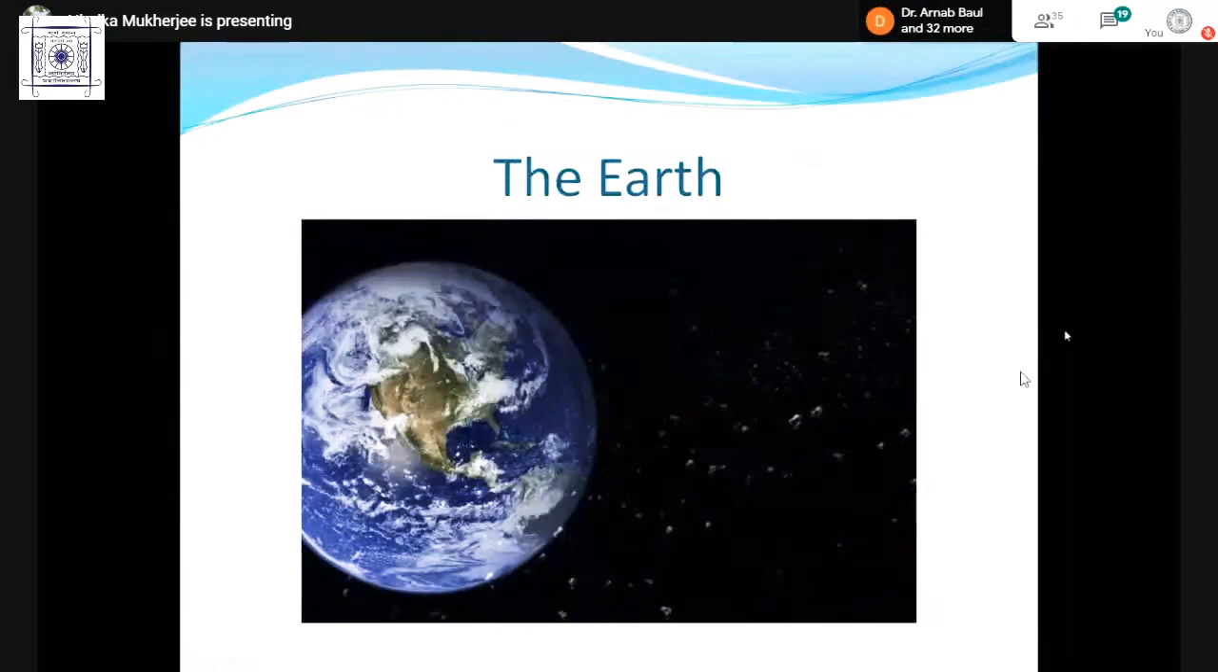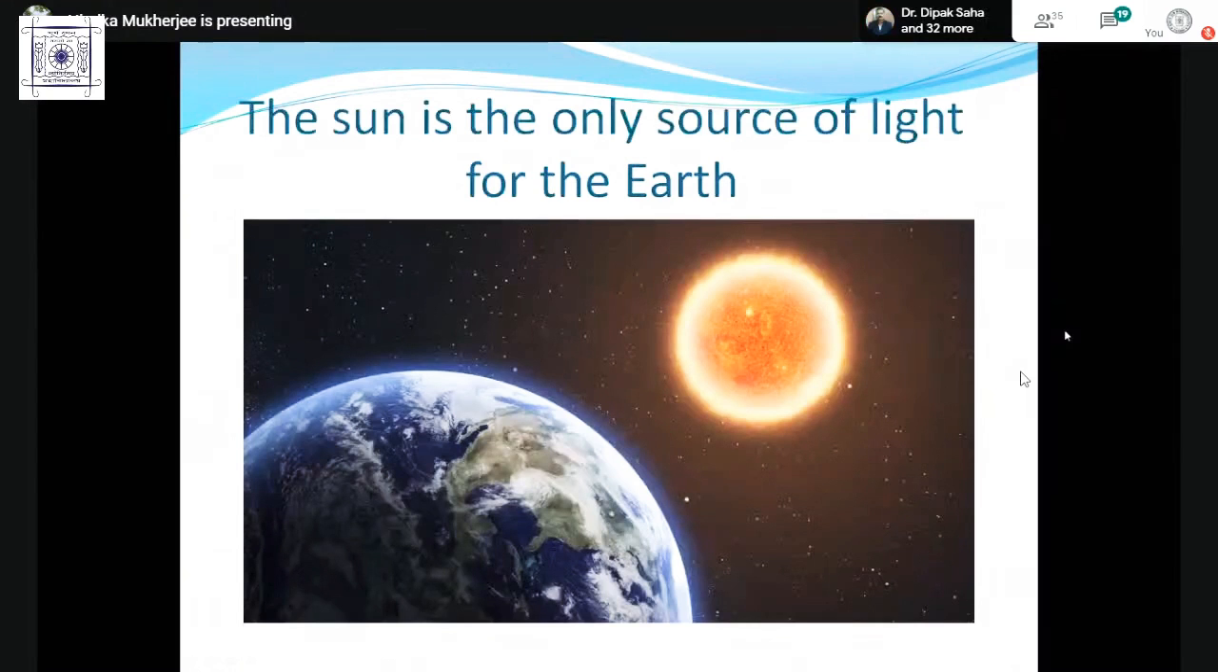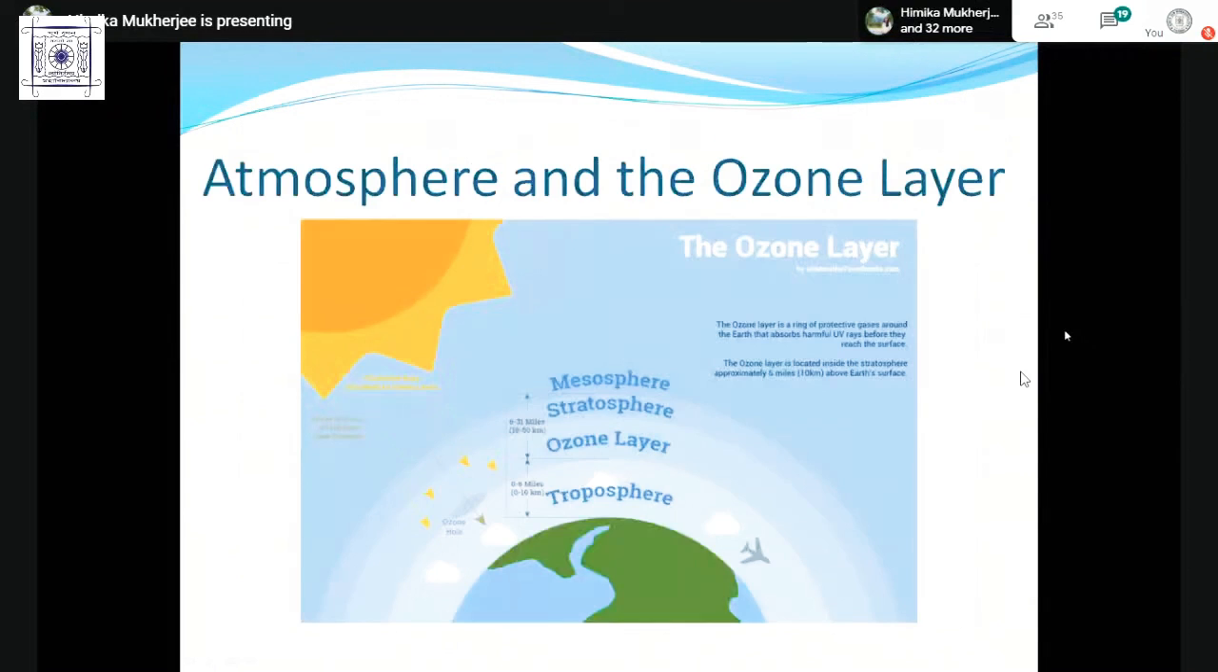Okay. Go on. So this is the Earth, which we can see from space, and this is the Sun. You can see the Sun and the Earth in one frame, which has been taken from a space satellite. And the distance between the Sun and the Earth is 93 million miles, or 149.5 million kilometers. So this is the Earth, which you can see over here, and these are the atmospheric layers of the Earth.